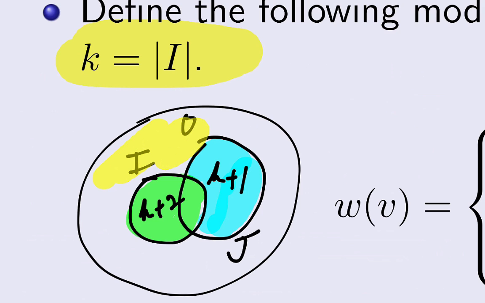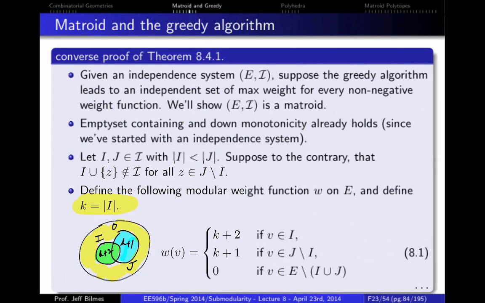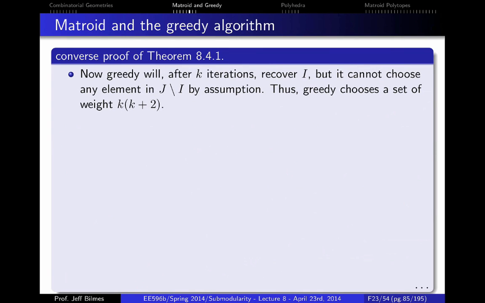It's a figure that I should have done already. Okay, so basically now what's going to happen? So greedy, after k iterations, is completely free to choose sets in I. And in fact, immediately after k iterations, it's going to choose exactly I, right? Because those are the maximum weight elements. So it chooses I first, but by assumption, you can't choose anybody in J that's not in I, right? And then anything else it chooses is going to have weight 0.